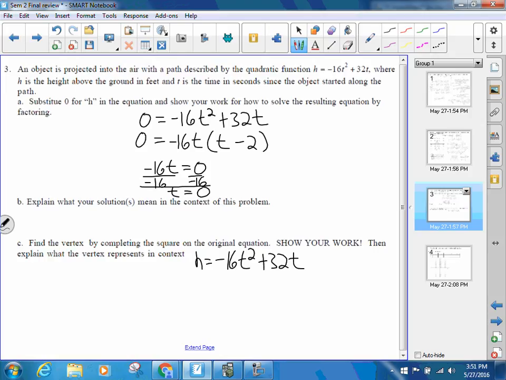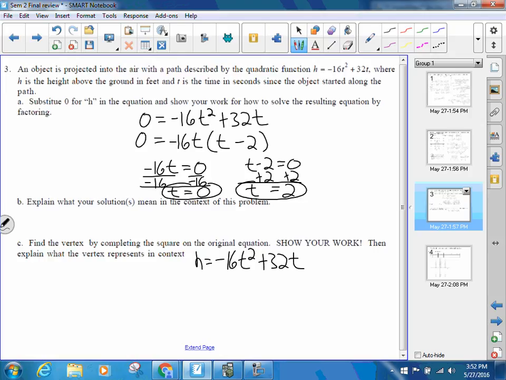So there's one solution. Now my other solution involves this t minus 2. Because again, if I can make that 0, it doesn't matter what the negative 16t is, because if I take that times 0, I'm going to get 0. So t minus 2, if that were to equal 0, again, I just have to add the 2, and I would get t equals 2. So there are my two solutions to this, t equals 0 and t equals 2.